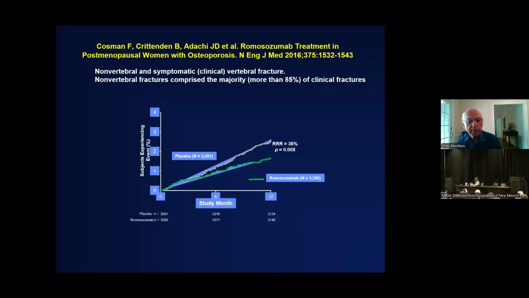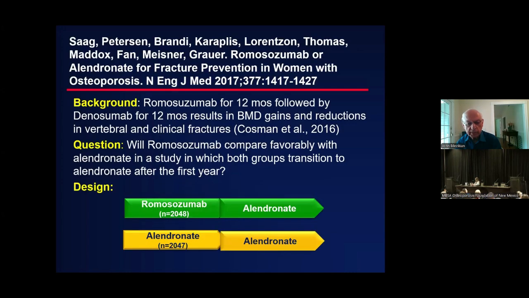In terms of non-vertebral and symptomatic clinical fractures, the curves begin to separate at 6 months, and you can see significantly different by 1 year, Romo compared to placebo. So this was the ARCH study. That was a head-to-head comparison between romosozumab and alendronate. Again, a 12-month study followed by denosumab.